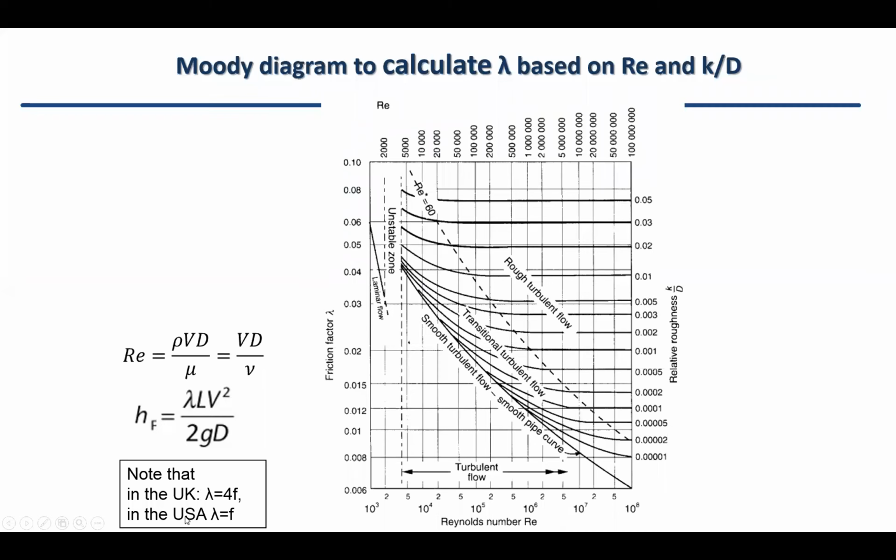And just pay attention, in some other references you might see F instead of lambda. If the reference is a UK reference, normally the relationship between F and lambda is that lambda is equal to 4 times F. And if the reference is an American reference, normally lambda is exactly replaced with F. So just bear in mind.